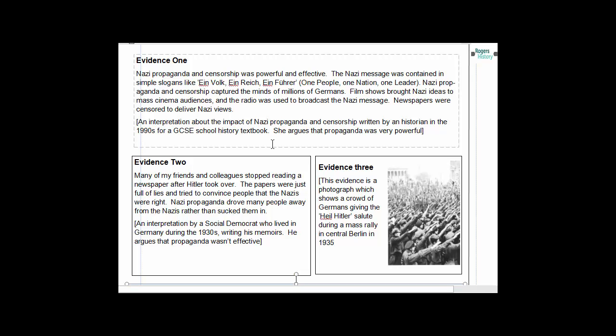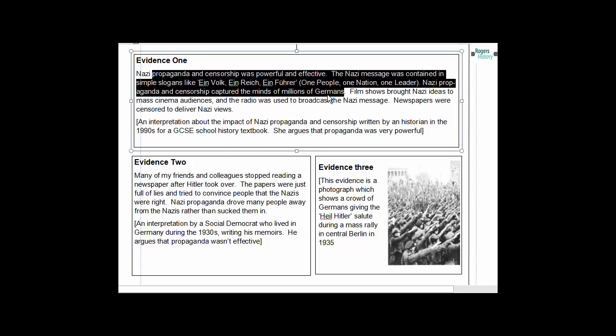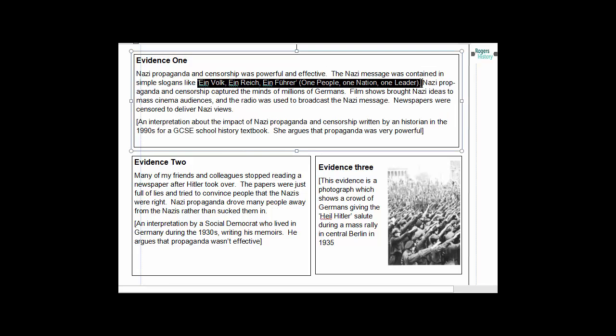The important thing here is that you need to refer to the 3 pieces of evidence. You need to relate them to your own knowledge of the period. You need to comment on how and why the issue has been interpreted in different ways. Again, I would start by reading each source. Start with evidence 1. Read it really carefully. Underline the important messages that are coming through in that source. Underline the important bits.